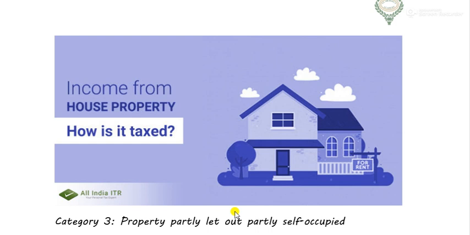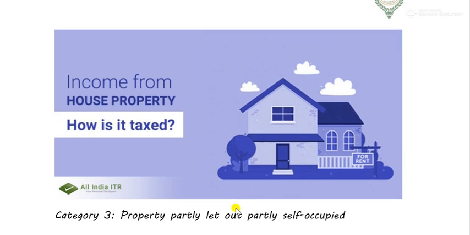In the second case, what happened? The property was let out for some period and was vacant for some period. So we had learnt what to do in that case, right? I taught you about that higher and lower case and all. So what do we do in this case when the property is partly let out and partly self-occupied?